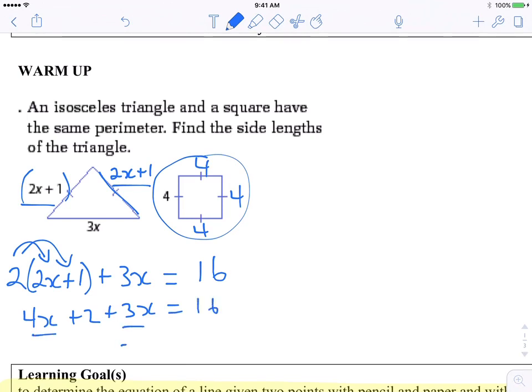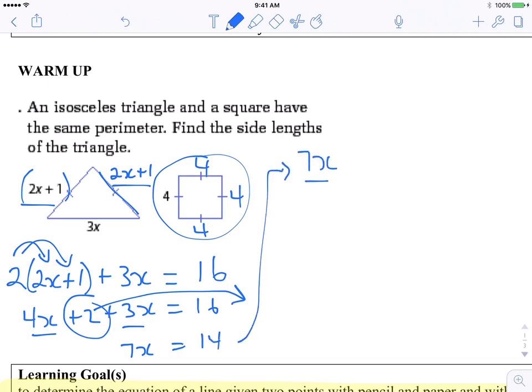4x and 3x get us 7x. And if we take this 2 and send it over, or subtract 2 from both sides, we get 16 minus 2, which is 14. 7x divided by 7 equals 14 divided by 7. So all we're doing here is dividing both sides by 7, and we find out x equals 2.